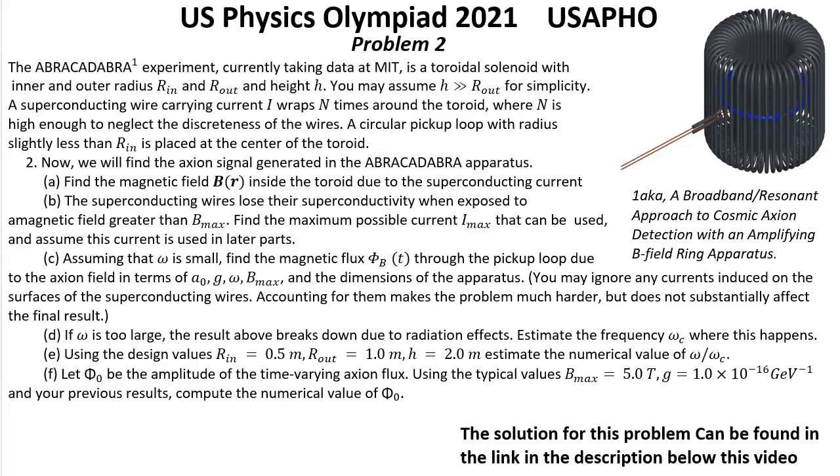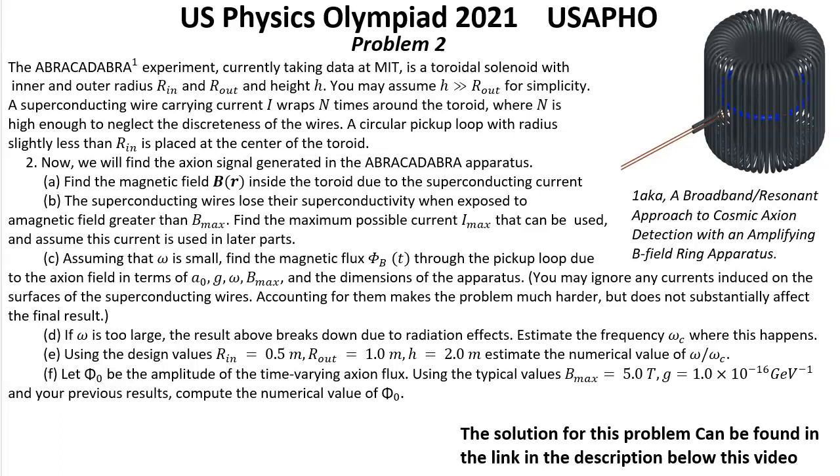Next, the abracadabra experiment, where abracadabra is an abbreviation for this one. Currently taking data at MIT is a toroidal solenoid with inner and outer radius r in and r out and height h. You may assume that h is much greater than r out for simplicity. A superconducting wire carrying current I wraps n times around the toroid, where n is high enough to neglect the discreteness of the wires. A circular pickup loop with a radius slightly less than r in is placed at the center of the toroid.